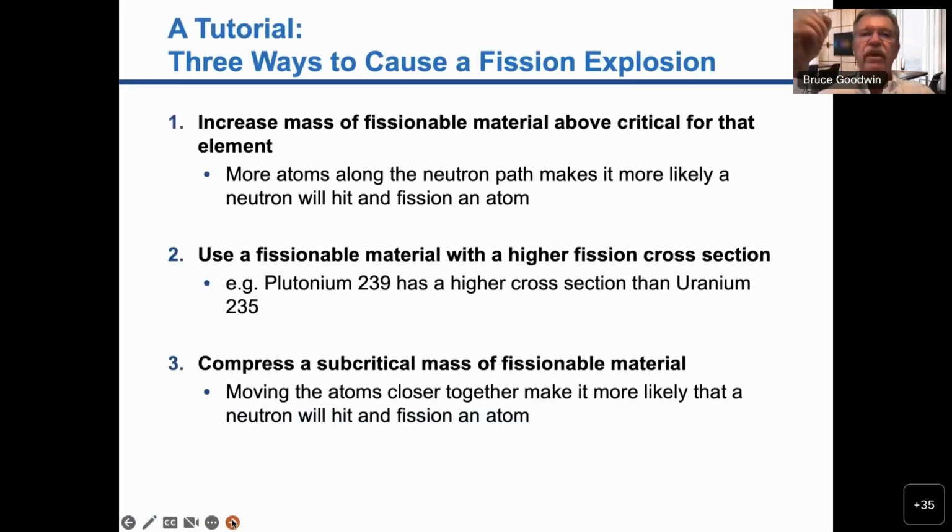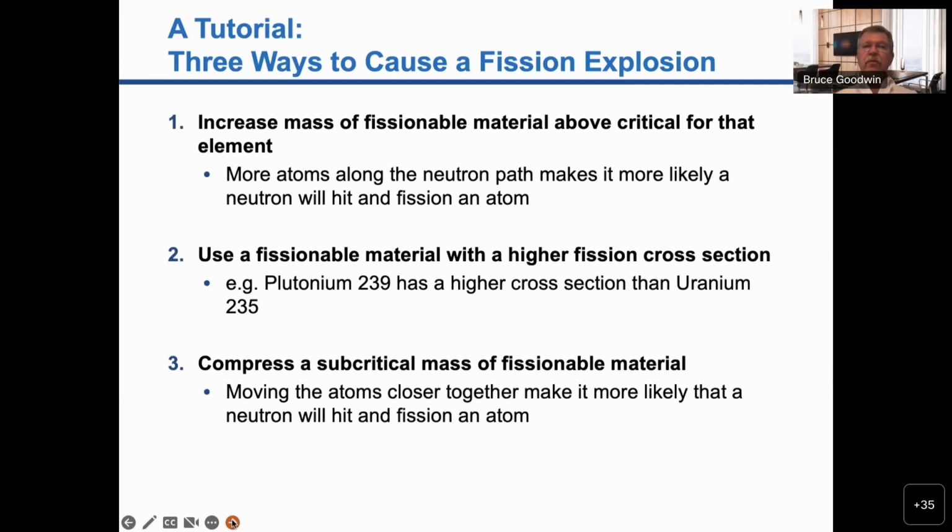So there are three ways to cause a fission explosion. You can increase the mass of fissionable material above critical for that element. And this is kind of how the Little Boy device worked, right? You put two subcritical slugs of uranium together to make a supercritical mass for explosion. And that's because the more atoms that you have along the path of a neutron, the more likely it is that a neutron is going to hit and fission an atom. So mass matters, more is better.